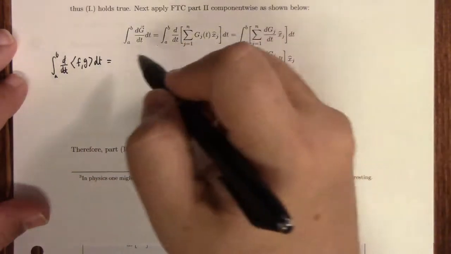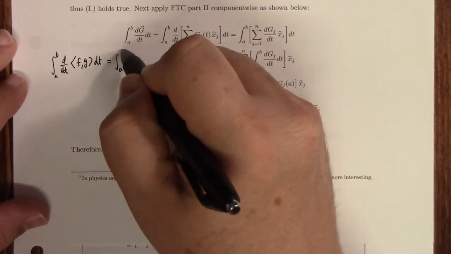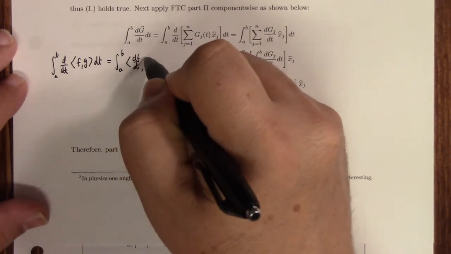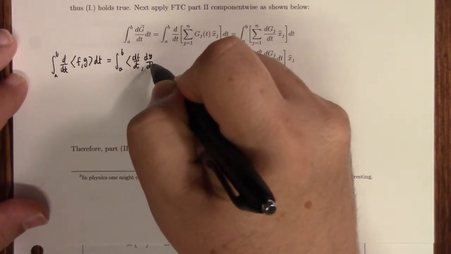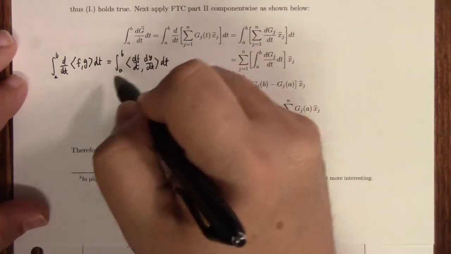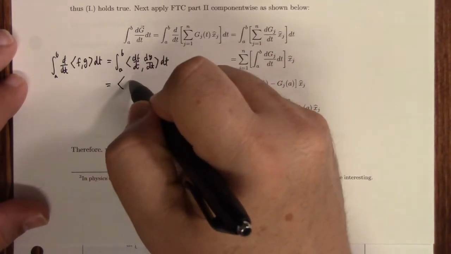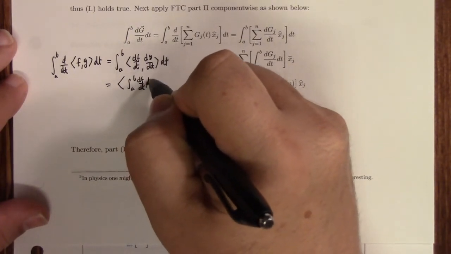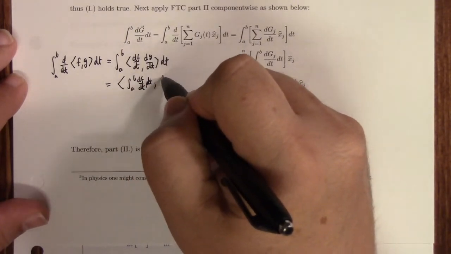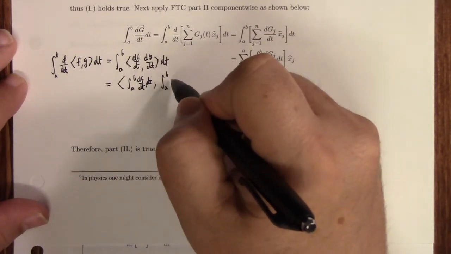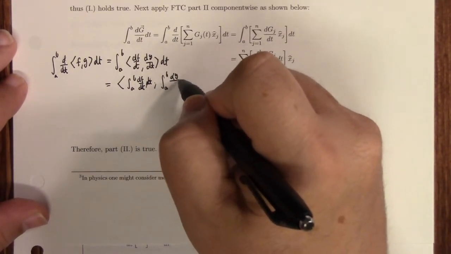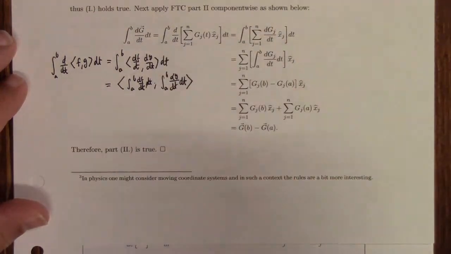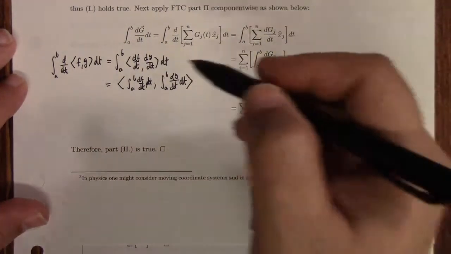So by definition, that's the integral from a to b of df/dt, dg/dt, so differentiate component-wise, right? But then, by definition of the integral, we have the integral from a to b of df/dt dt, and the integral from a to b of dg/dt dt. Sorry if this is too small. So that's the definition of the integral of a vector of two functions.